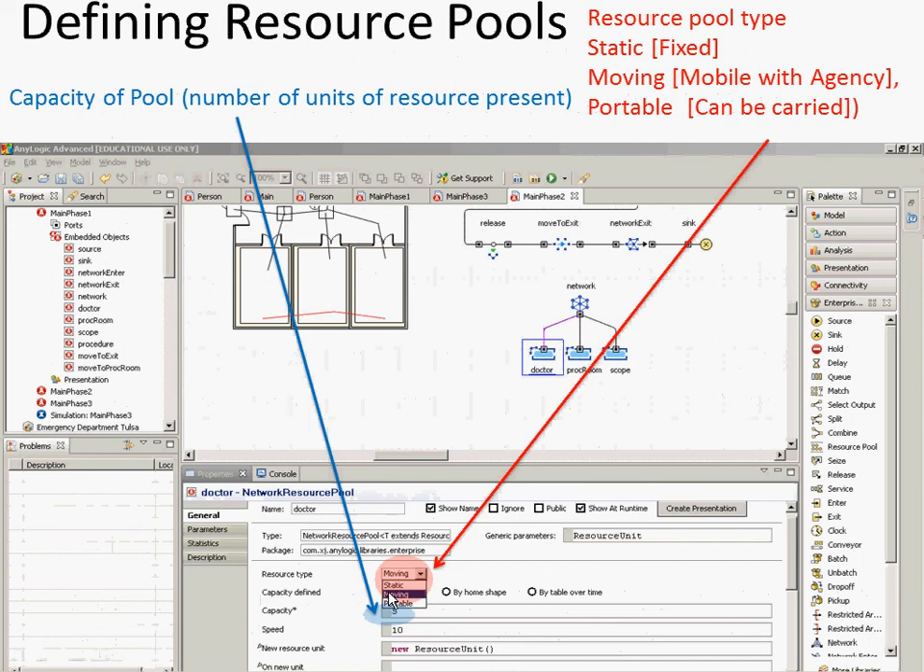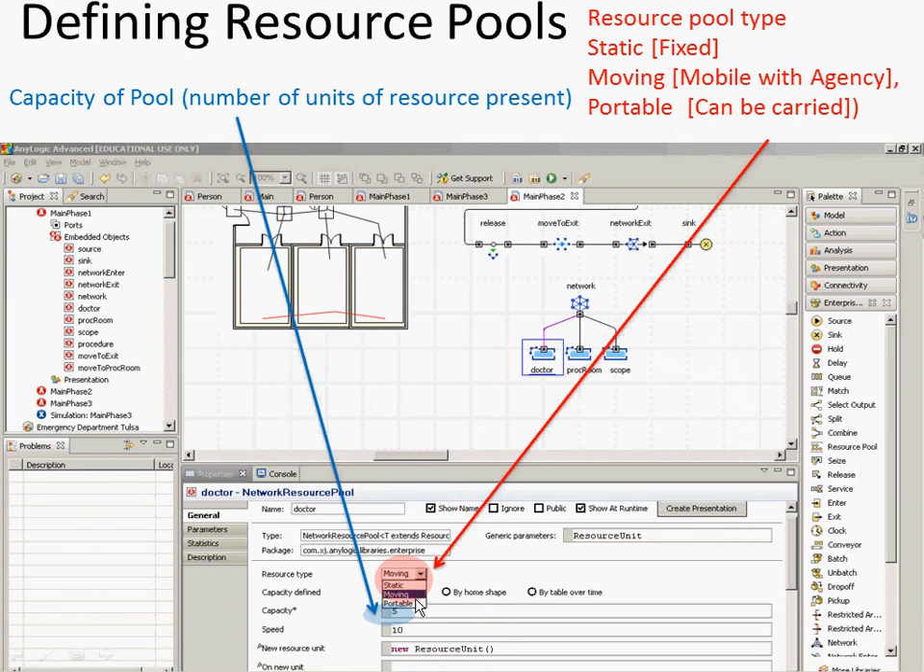And you'll notice there's a type for each resource in this pool. There's a quantity, there's a type. Is it static? In other words, it's fixed. Is it moving? In other words, does it have agency and can move, or is it merely portable? And there's some capacity. Okay.